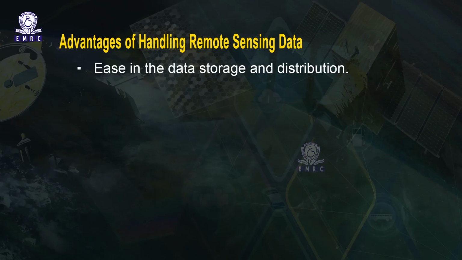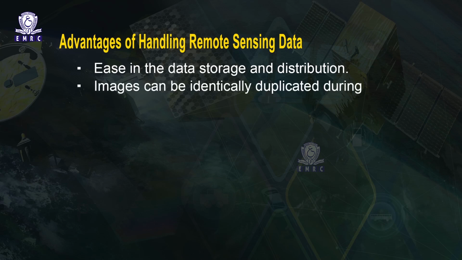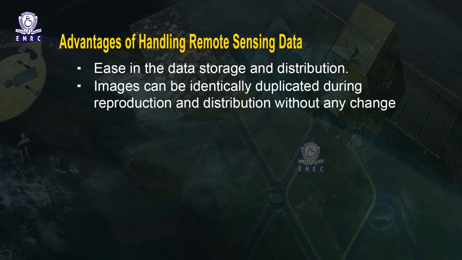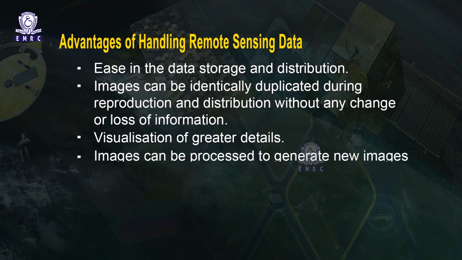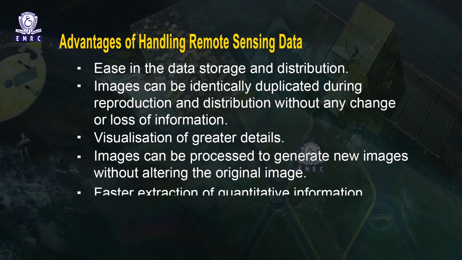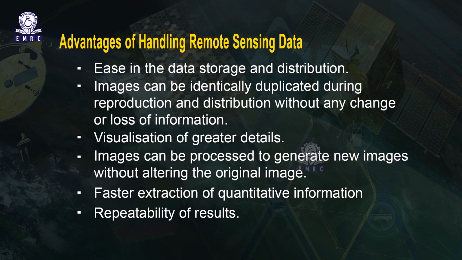Advantages of handling remote sensing data in digital mode as compared to photographic mode are: ease in the data storage and distribution. Images can be identically duplicated during reproduction and distribution without any change or loss of information. Visualization of greater details. Images can be processed to generate new images without altering the original image. Faster extraction of quantitative information and repeatability of results.